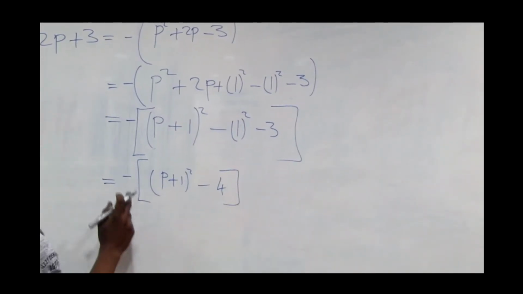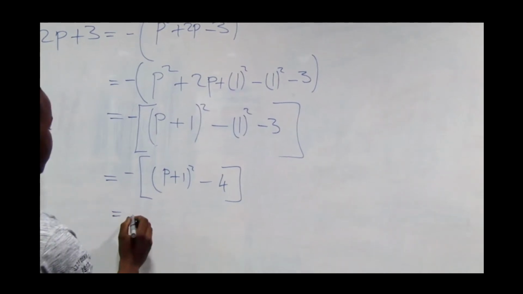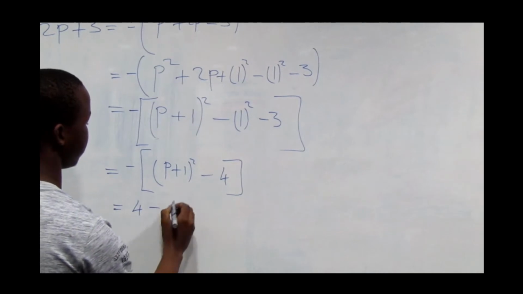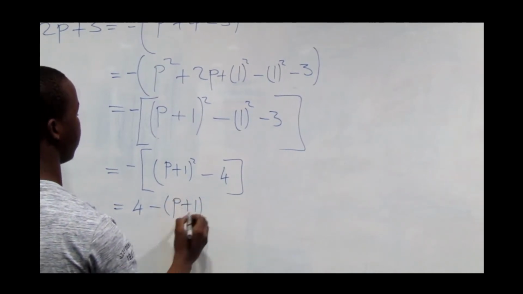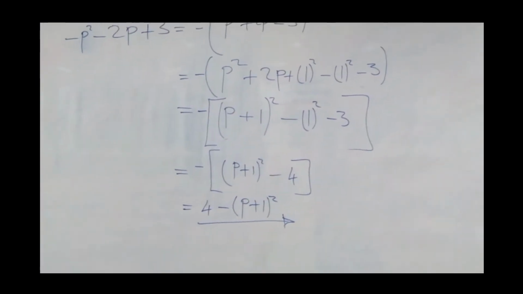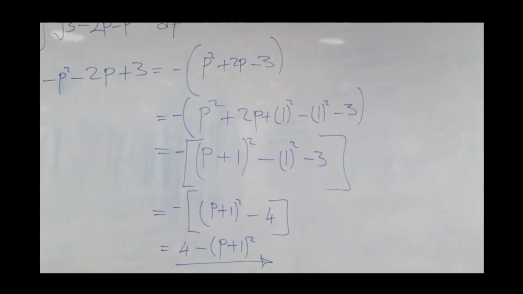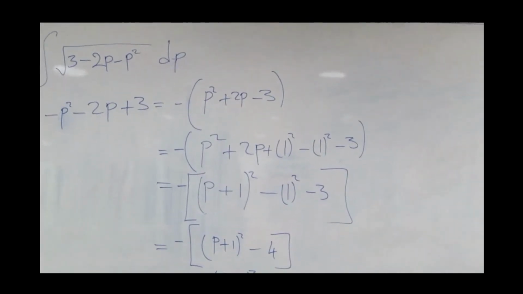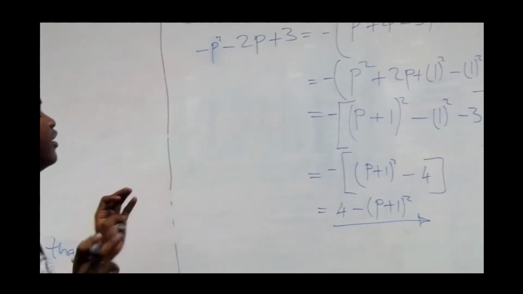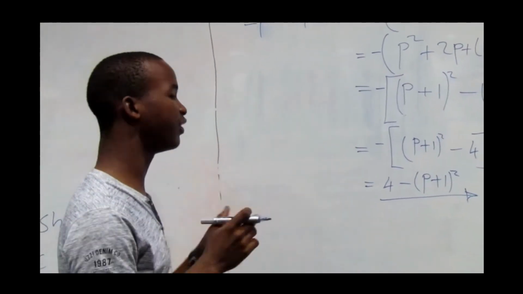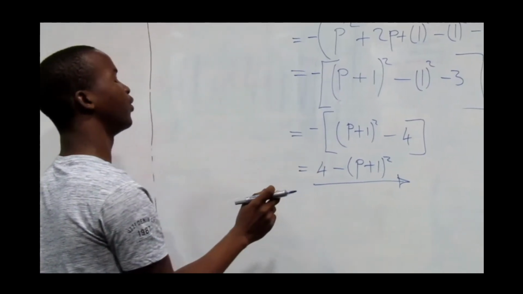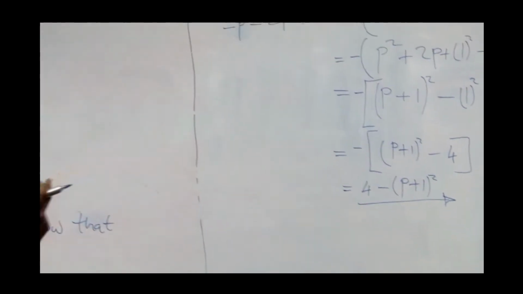Then we multiply throughout by this negative, which is going to be 4 minus p plus 1 the whole square. This is our answer when we complete the square. Then to simplify this, we have different kinds of formulas in integration. But before we can go to the formula, let us first go to the formula.